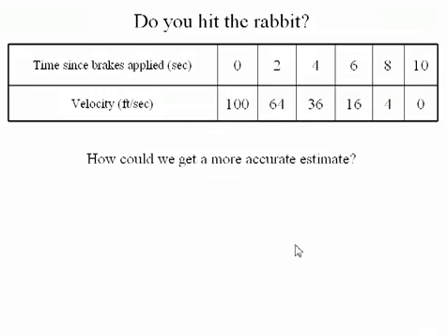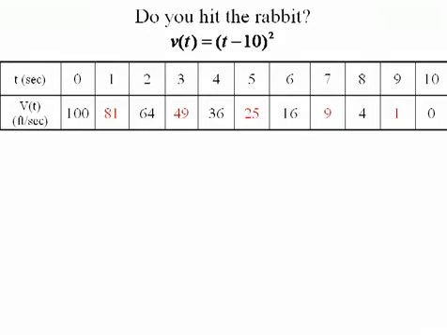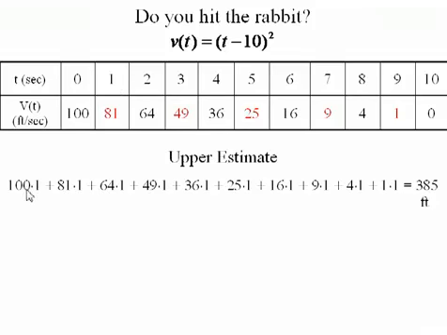So how can we get a more accurate estimate? Well, what if we knew the speed every second? So if we had the time intervals down to every 1 second, and we had those speeds, we're now going to get a little bit better approximation, because what we're going to do is find out how far we've traveled on every 1 second time interval. We'll still use the highest speed for the upper estimate, and then we'll use the lower speed for the lower estimate. So here would be our upper estimate.